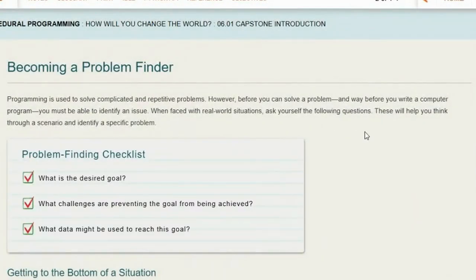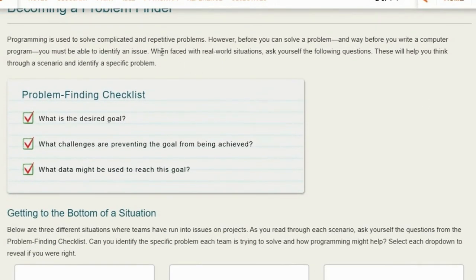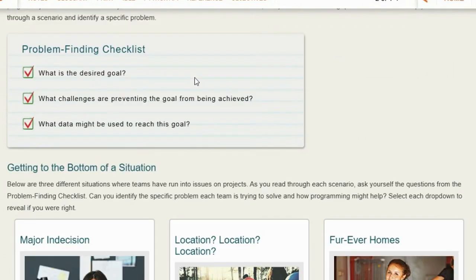So, becoming a problem finder. Programming is used to solve complicated and repetitive problems. But before you can solve a problem, and way before you write a computer program, you must be able to identify an issue. When faced with real-world situations, ask yourself the following questions. This will help you think through a scenario and identify a specific problem. So first, what is the desired goal? Yeah, there's a problem. What's trying to be accomplished here? What is the goal? Where do we need to end up?